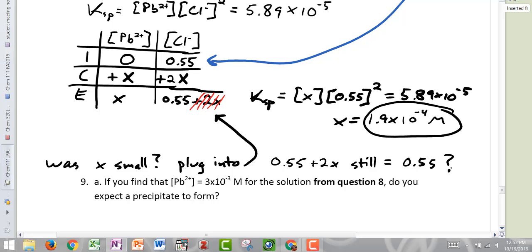To evaluate whether x is small, plug it into somewhere that you scratched it out and see if that was an okay approximation to the number of sig figs you had. It should be all right here. Not by much. It should be okay.